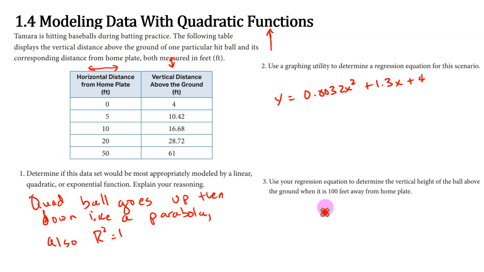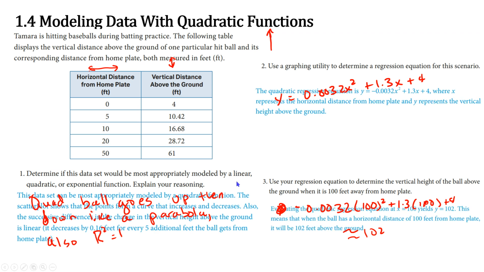For the height of the ball when it's 100 feet away from home plate, you're just putting in 100. We do negative 0.0032 times 100 squared plus 1.3 times 100 plus 4, and we should get around 102 feet. All right, pretty simple. Let's check another one.